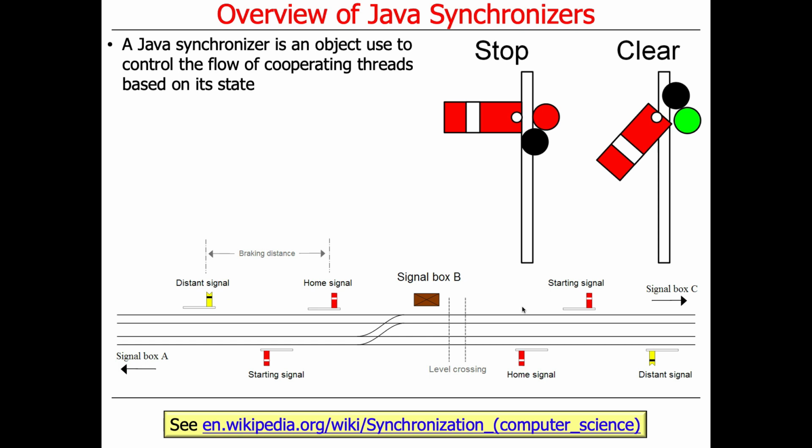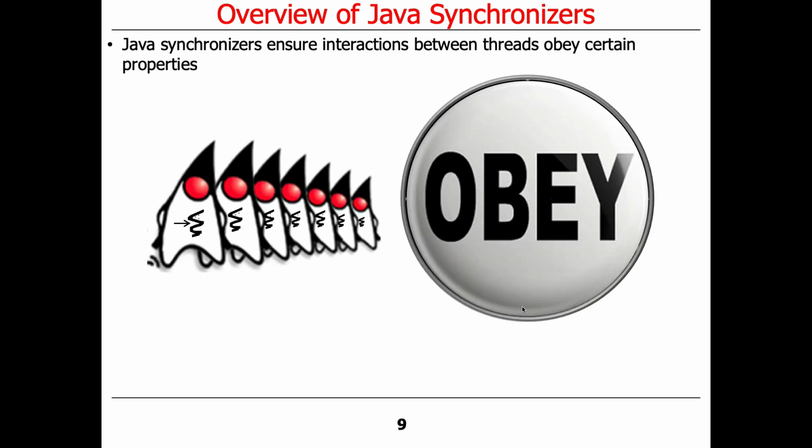So given the concept of things running either concurrently or in parallel, synchronizers are there to coordinate so they don't smash into each other and cause problems. Java synchronizers are designed to ensure that threads interact in ways that will obey certain properties. So if you've got a bunch of threads, we want to make sure that they obey certain properties, mostly so they don't end up crashing into each other and causing more harm than good.